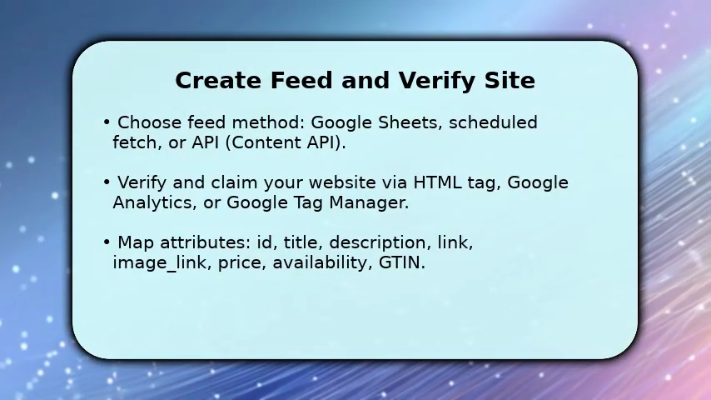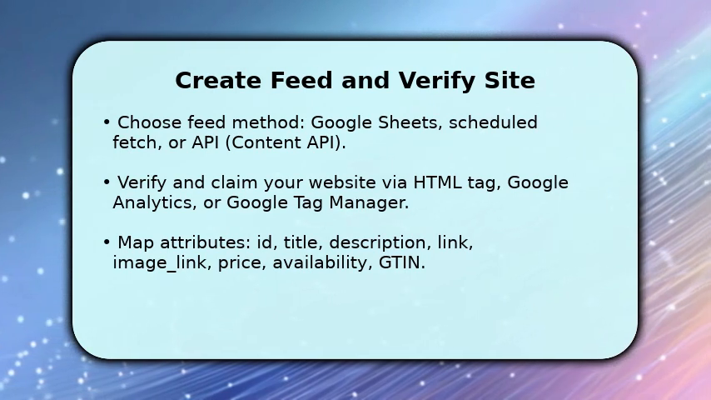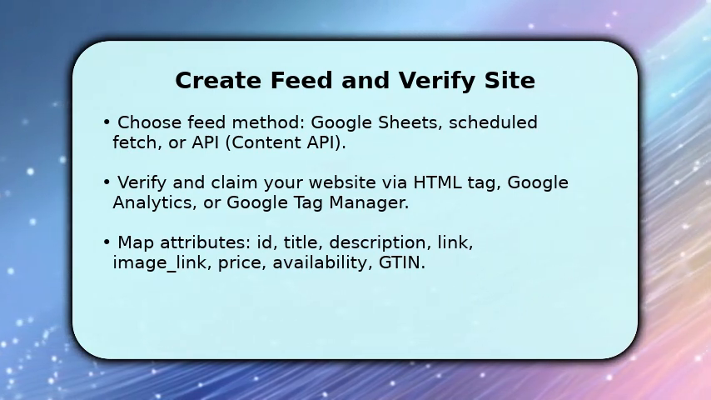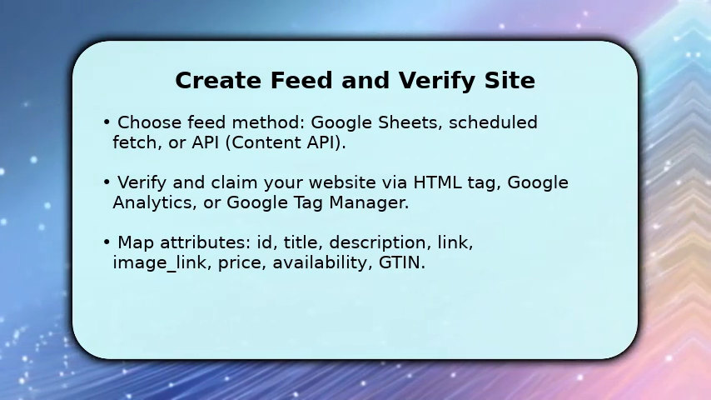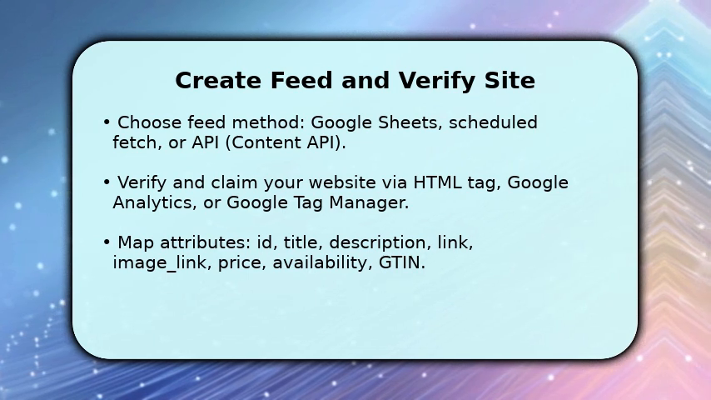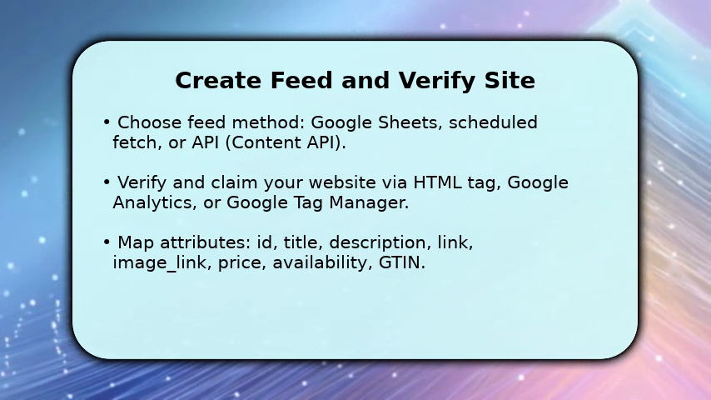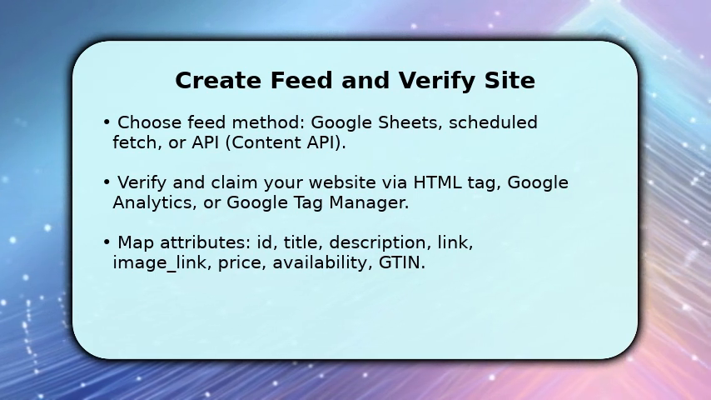Choose a feed method: Google Sheets for small catalogs, scheduled fetch for hosted files, or the Content API for frequent updates. Then map required attributes: ID, title, description, link, image link, price, availability, and GTIN.